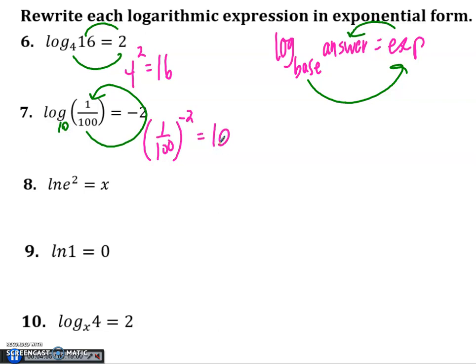Now, whenever we get to natural log, you're like, what's my base? Oh, my base is e. I agree with you, but this e right here, that is not your base. My base is this little e down here that's not written. Oops, I didn't need to make that blue, but here we go. We go e to the x is equal to e squared.